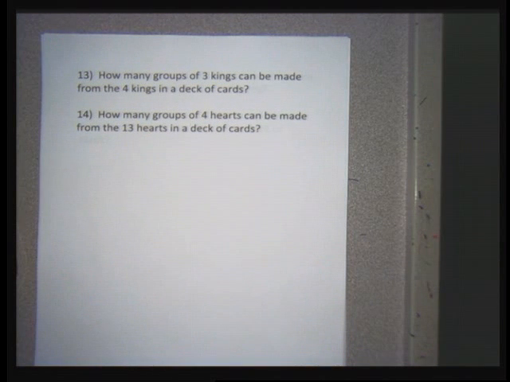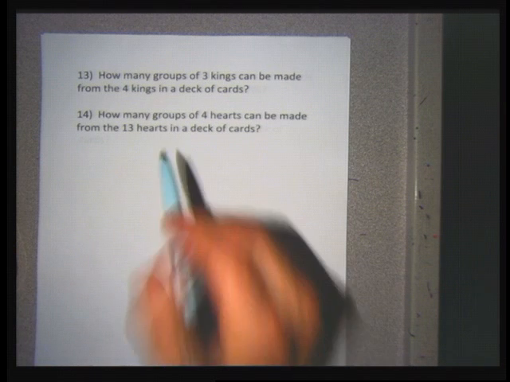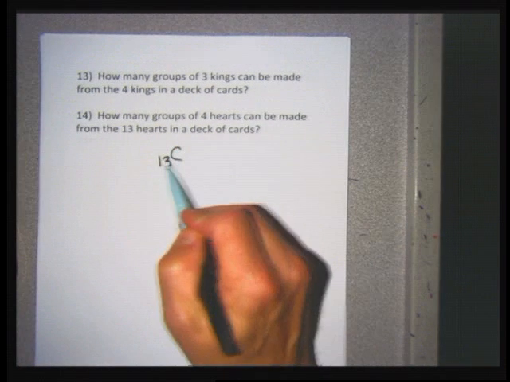In my 14, how many groups of 4 hearts can be made from the 13 hearts in a deck of cards? Again, I'm assuming only the 4 cards. I'm going to pick 4 hearts and leave 9 of them out, and only the hearts selected matter, not the order that they were selected. So mine's going to be a combination of 13 choose 4.